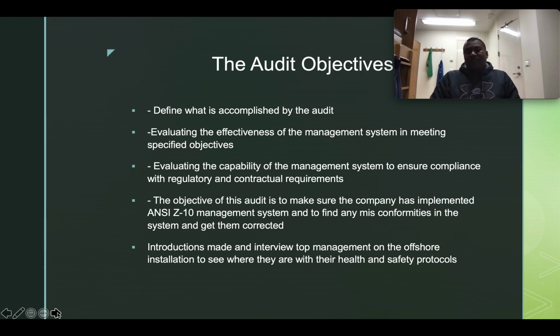The objective of this audit is to make sure the company has implemented the ANSI 10 management system, to find any nonconformities in the system, and get them corrected. Introductions made and interviewed top management on the offshore installation to see where they are with their health and safety protocols. That will be my first step, to make the introductions of myself and my team, meet the top management on the offshore installation, and we'll start from there.